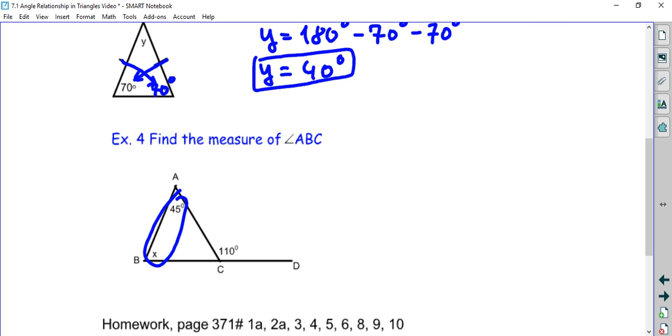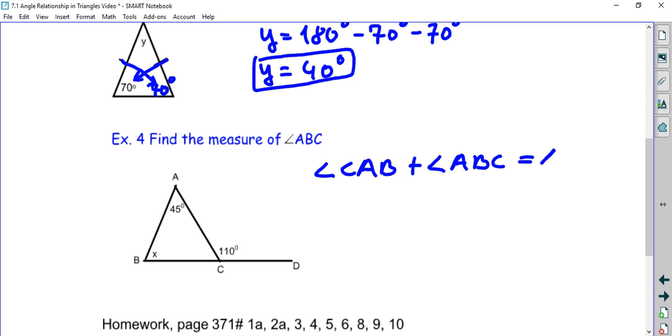So we can apply the external angle theorem, and we know that the sum of the two interior angles, angle CAB plus angle ABC, add up to angle DCA. The good thing is that we have 2 out of 3 angles. So CAB is 45 degrees. We are looking for angle ABC, which in this case is X, and angle DCA is 110 degrees. There we go.